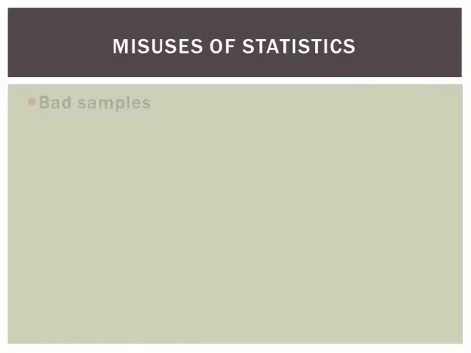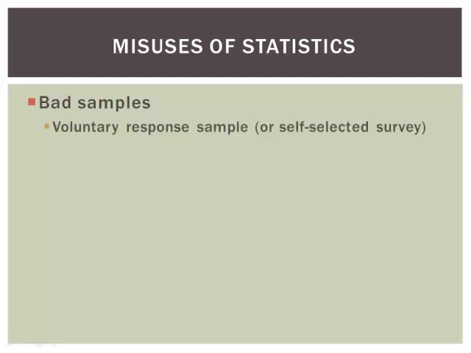Okay, misuses of statistics. In general, we have bad sampling techniques. And this is the biggest one that we see in newspapers and online surveys, the voluntary response sample or self-selected survey. You've seen these. They pop up a survey and say, what do you think about the new road widening that's coming through this neighborhood? A lot of people may like it, but who's going to be more likely to respond? People in that neighborhood, right, who don't want the road widened.